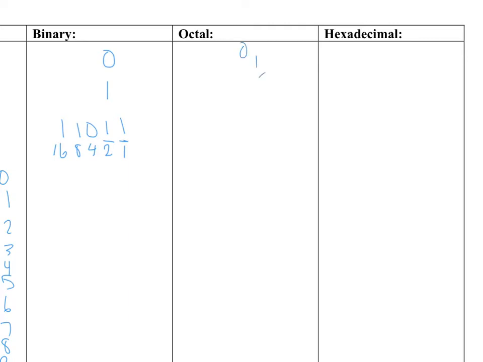Octal uses 0, 1, 2, 3, 4, 5, 6, and 7. Those are the digits. So when we get to 10, that's really 8. And this is why. 0, 1, 2, 3, 4, 5, 6, 7. So I just went around this circle here. 0, 1, 2, 3, 4, 5, 6, 7.